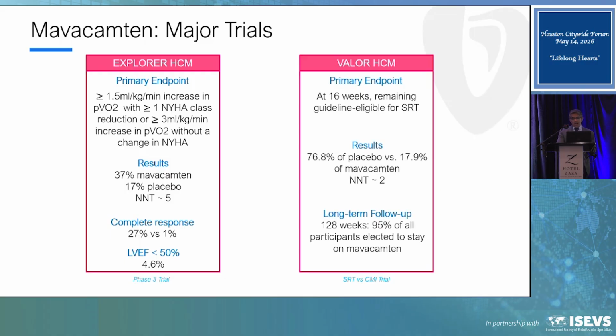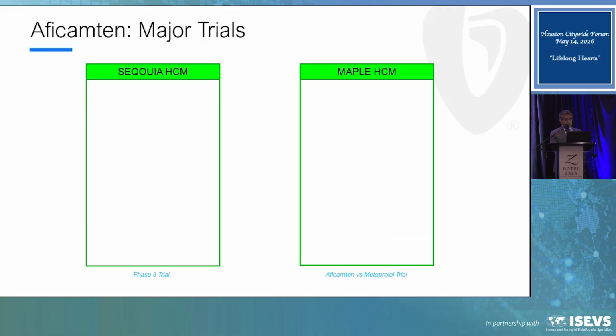We'll get into VALOR in a second, but the number needed to treat here was 2, and specifically at 128 weeks, when you looked at their data, about 95% of all patients actually did not undergo septal reduction therapy, and this included those who crossed over to the actual therapy.